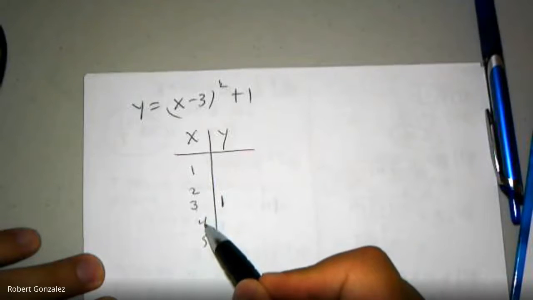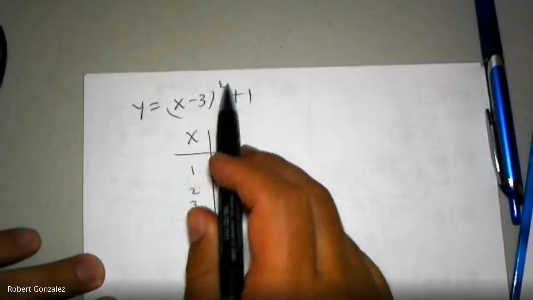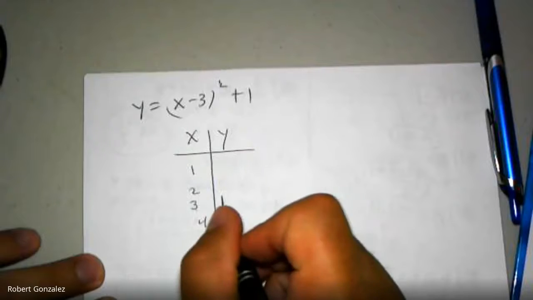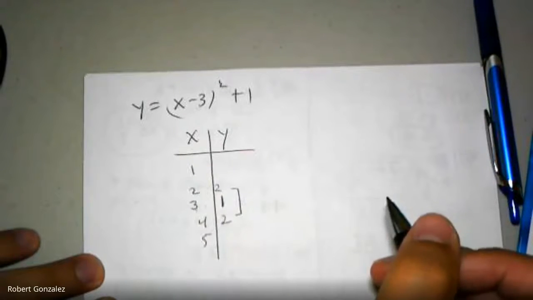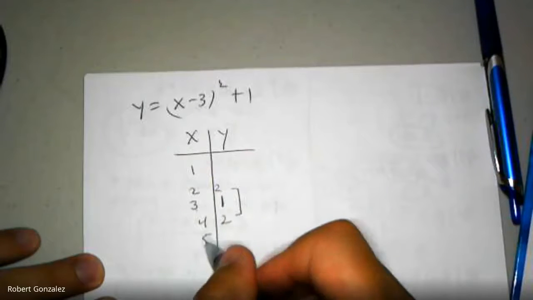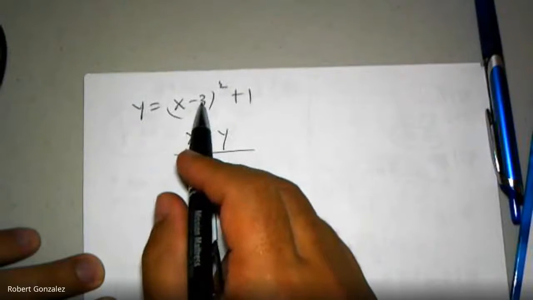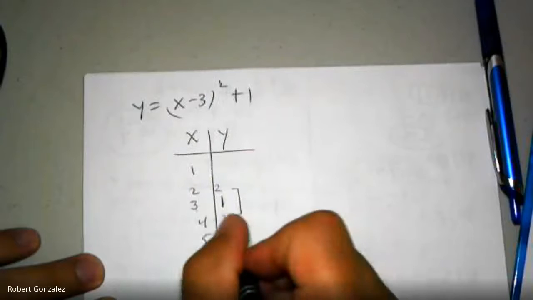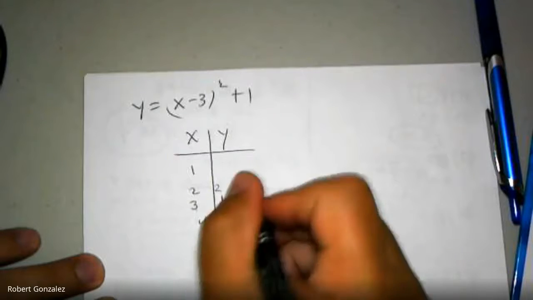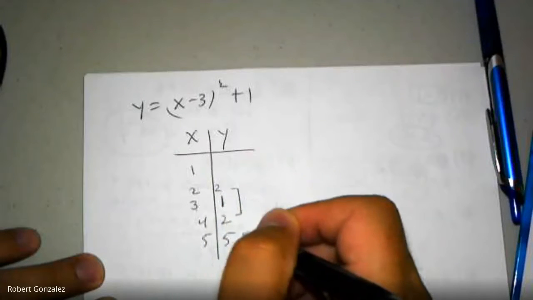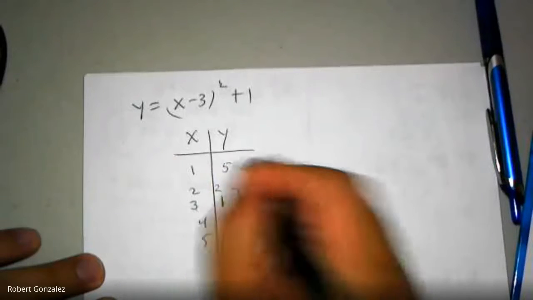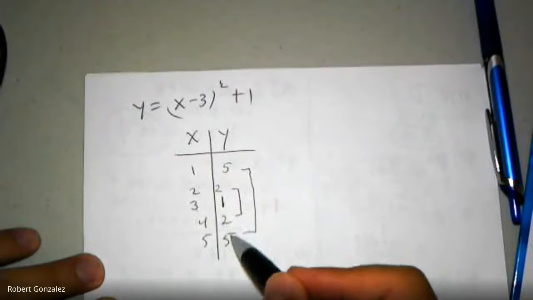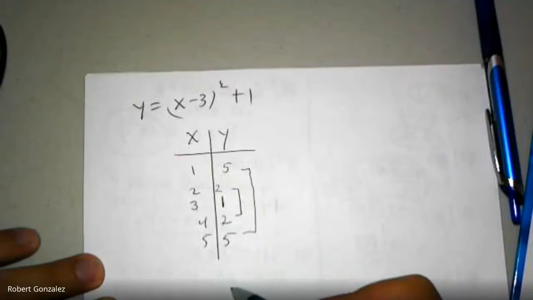If I plug in 4, I get 4 minus 3 squared, which is 1, plus 1 is 2. And since it's symmetric, these are the same. If I put in 5, 5 minus 3 is 2, squared is 4, plus 1, 5. And I know some of you know the plus 1, plus 3, plus 5, plus 7 thing. I understand that too. I'm just not going to go over that right now.